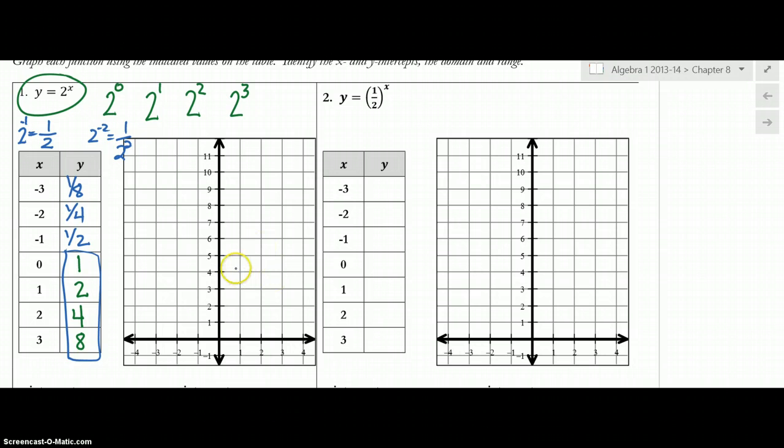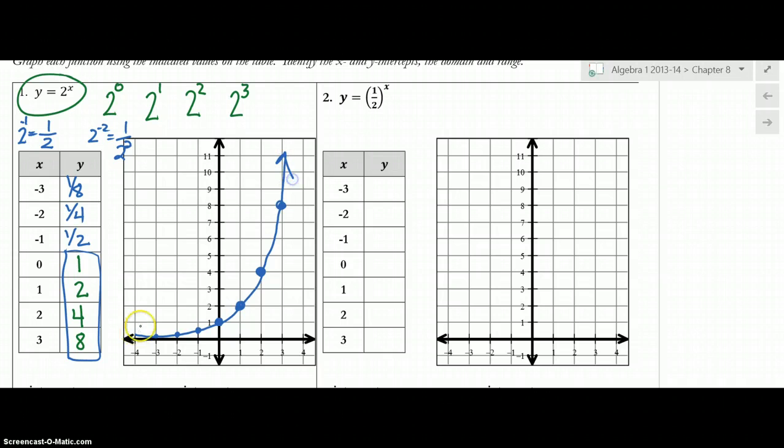So let's plot these. We've got 3, 8, 2, 4, 1, 2, 0, 1. And then when we go into negative territory, we have negative 1, up 1/2. So that's just between 0 and 1. And then negative 2, up 1/4, so that's up even less. So just estimate, and then draw a smooth curve from left to right.